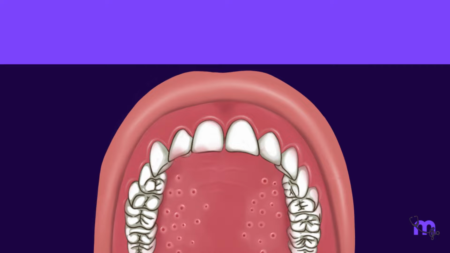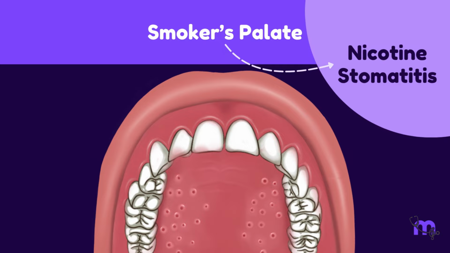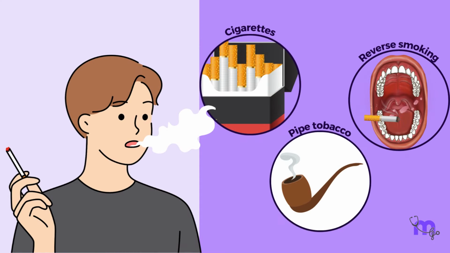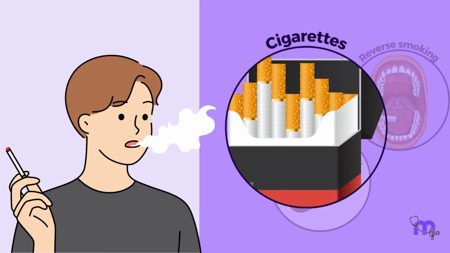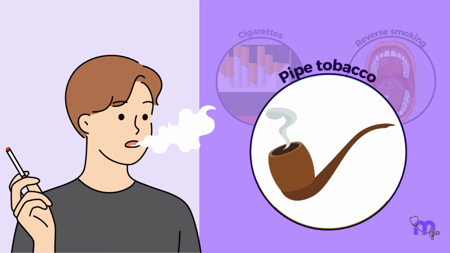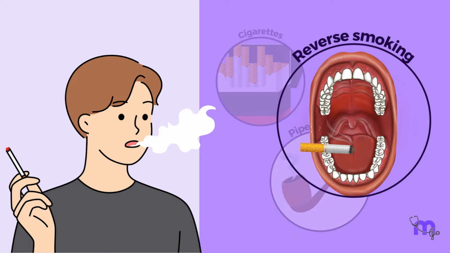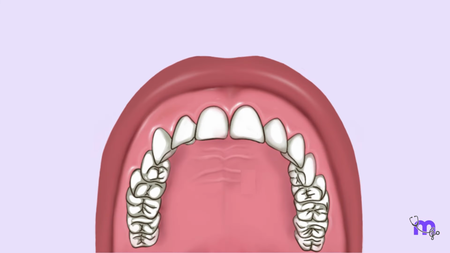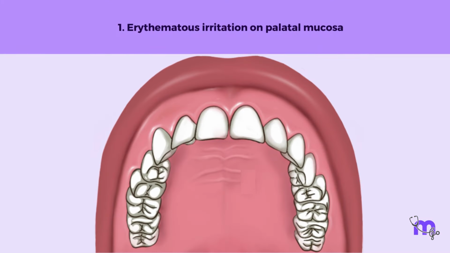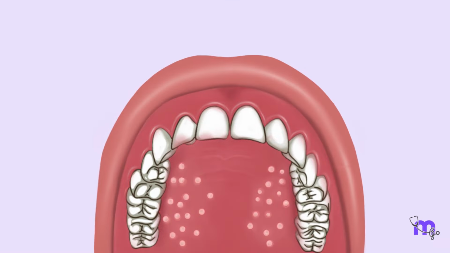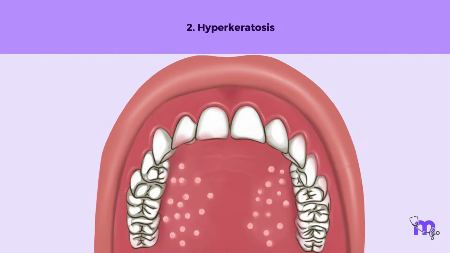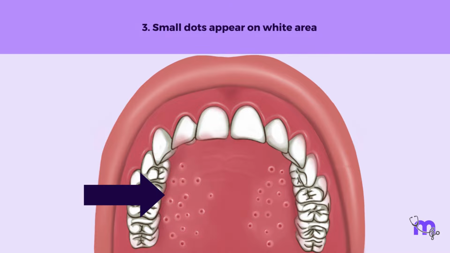The last lesion we will discuss is the smoker's palate, also known as nicotine stomatitis. This condition affects people who heavily consume cigarettes, pipe tobacco, or engage in reverse smoking. Smoker's palate develops initially as erythematous irritation on the palatal mucosa. This then turns white due to hyperkeratosis. Small red dots appear on the white area, which are the openings of minor salivary glands.